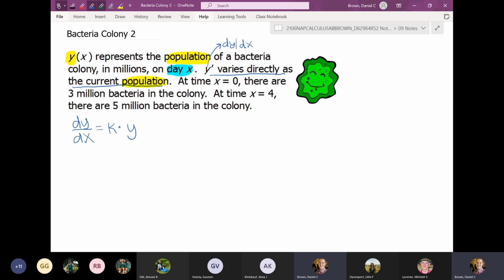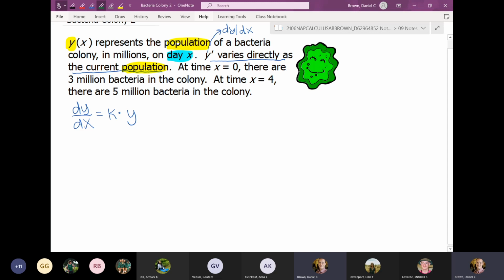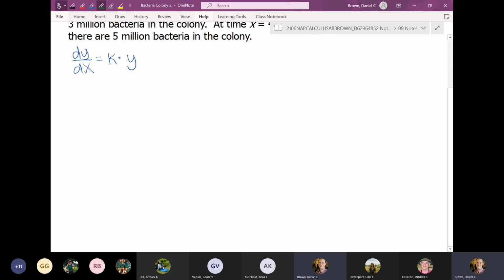That was step one. Second step, we want to go ahead and start solving this so we can plug in those initial conditions. So I'm going to go ahead and separate my variables, dividing by y on both sides, and then multiplying by the dx. Again, I like keeping the k on the side with the x's.